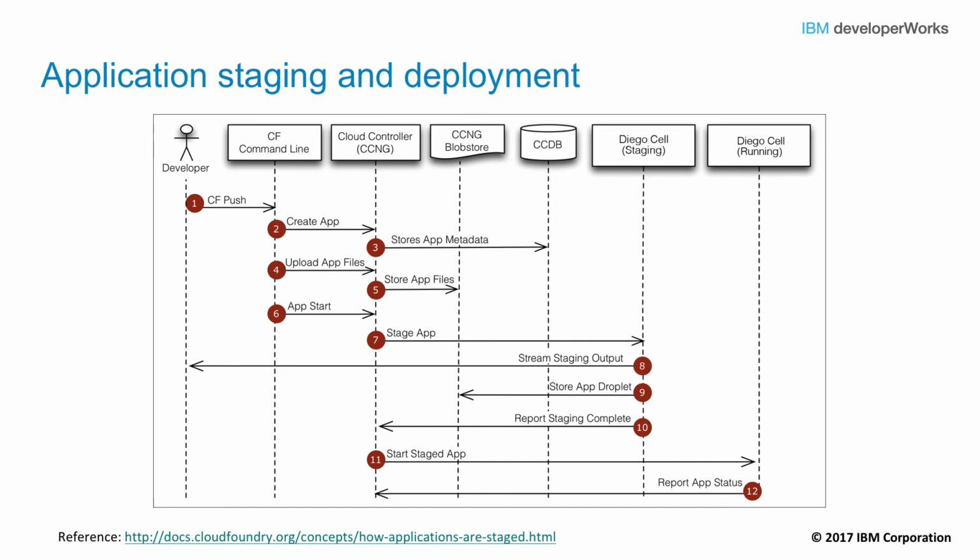Diego then schedules the application as a long-running process on one or more Diego cells. Once the application starts, the Diego cells report the status of the application back to the Cloud Controller. One thing to remember is that every time you deploy or update an application on Bluemix, it will go through this staging process. And this concludes our video about buildpacks and runtimes and Cloud Foundry architecture.